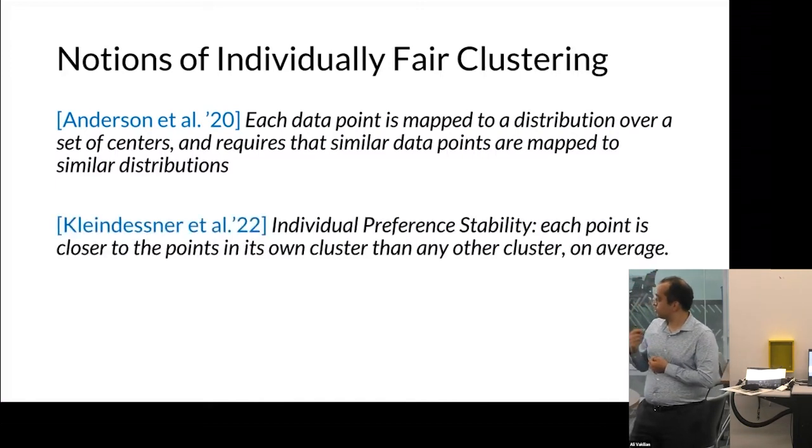So there's another work by Feindeser et al. that considers individual preference stability. So basically, they say that each point looks at its own cluster.